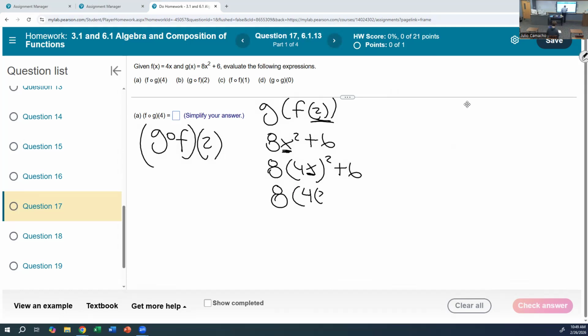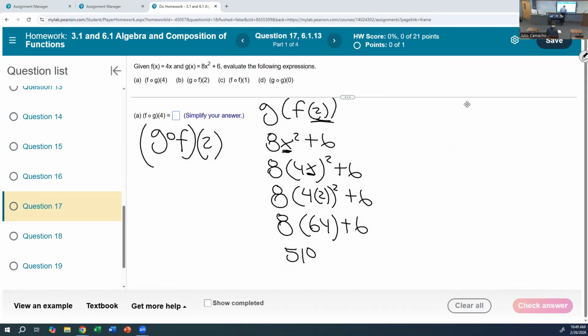So you have 8 times (4 times 2) squared plus 6. Let's follow PEMDAS. 4 times 2 is 8. 8 to the second power is 64. So it is 8 times 64 plus 6. Can you help me with your calculator, please? 518.